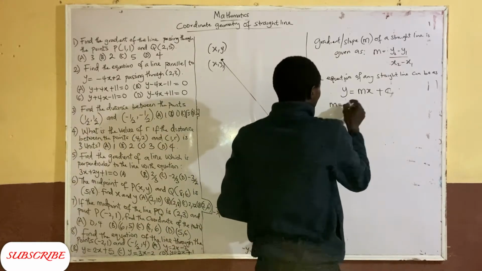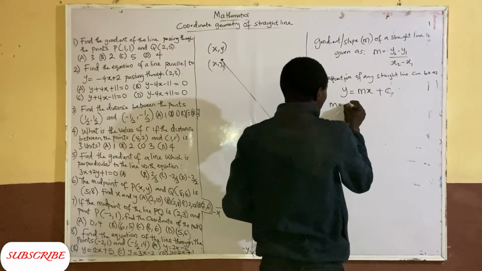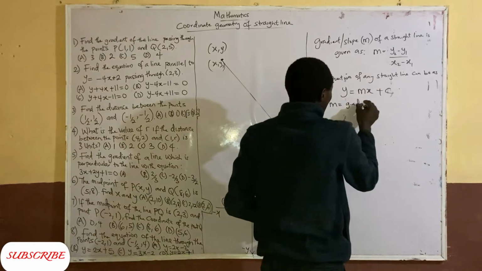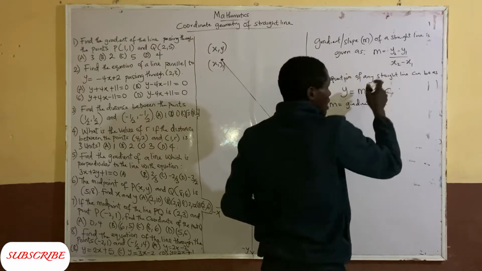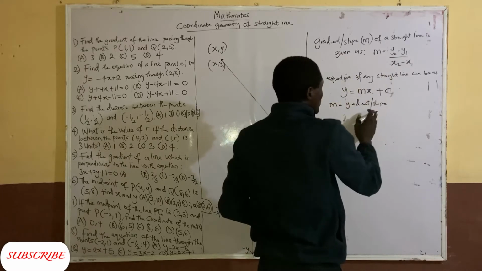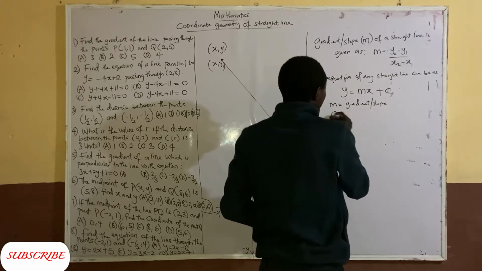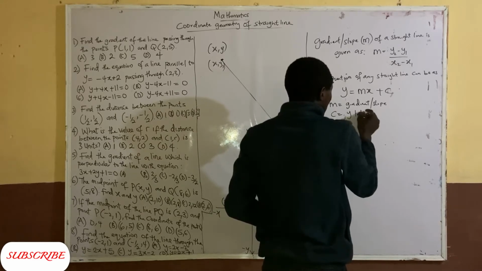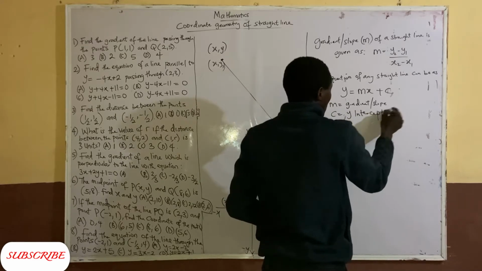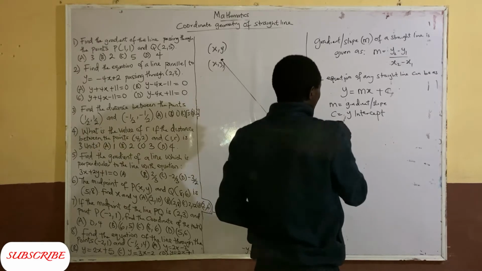Where m is equal to the gradient, which we have already talked about, the gradient or slope. Remember that the gradient or slope of a straight line is given as y2 minus y1 over x2 minus x1, while c is the y intercept, that is, the intercept on the y axis.